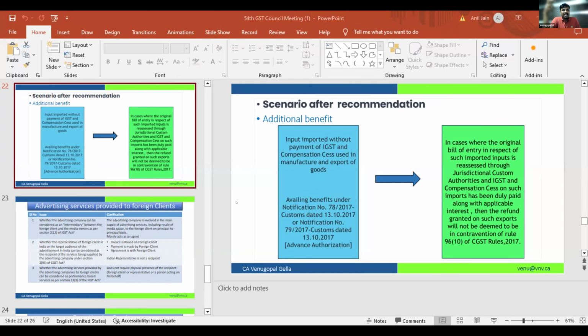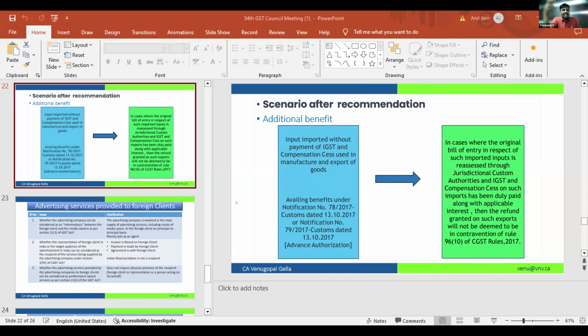I would like to add a small point here. In advertising services, this clarification is important. Look at it from other industries who are into export of services. The last point which Ashika was mentioning on performance-based services, this question generally comes to many people. I am here in India providing some service. Will the place of supply be outside India? Will it be treated as export of services because I'm providing the service here?